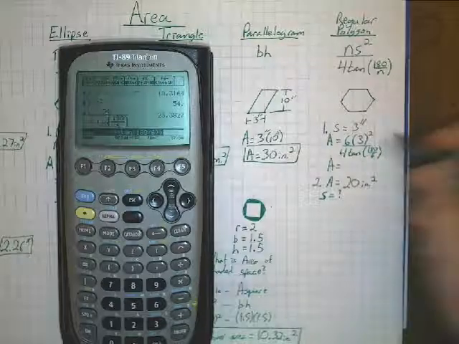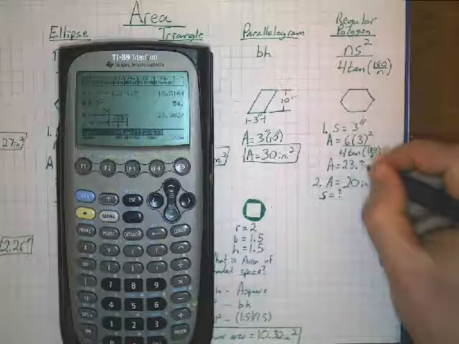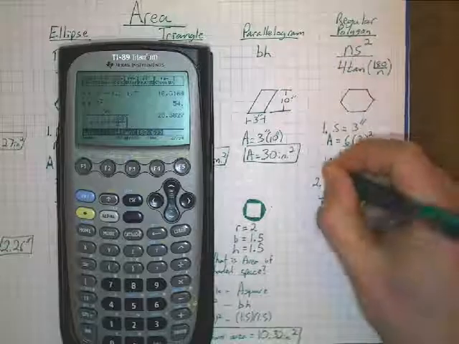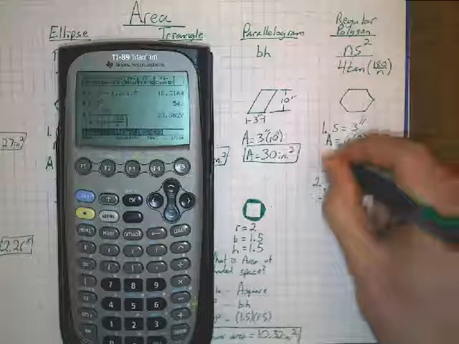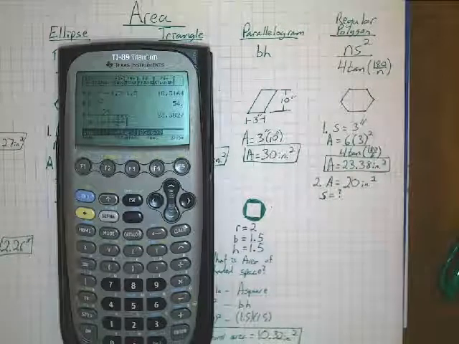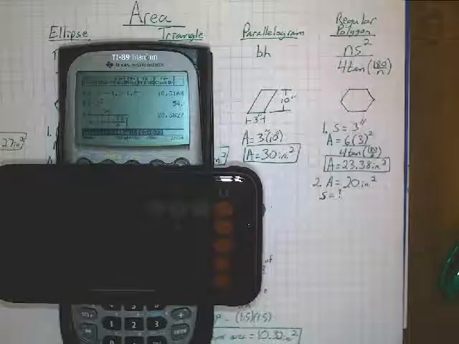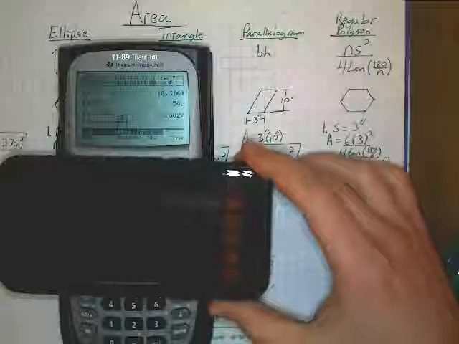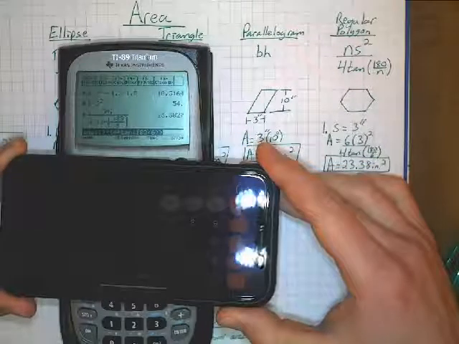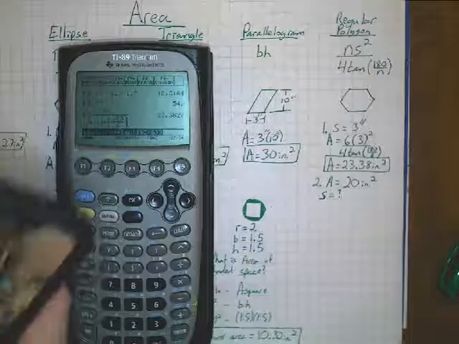So I get my answer of 23.38 inches squared. Now I want to show you one more thing. If you are using your cell phone, which I know a lot of you do, you have to do something a little bit different. If you're doing that tangent calculation, maybe it's going to have a hard time showing up. It's just because my phone went dark because I was slow.